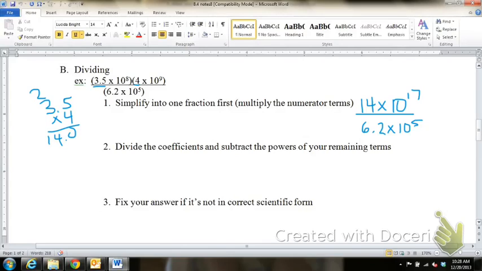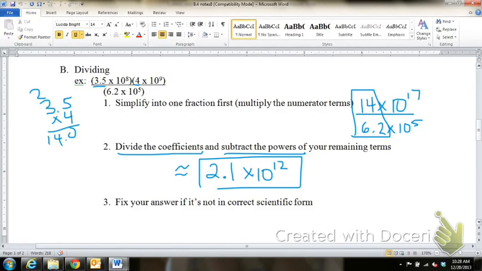Now this is not a great example here, but we're going to divide the coefficients. So 14 divided by 6.2 does not go in nicely, sadly, but it is about 2.1. And subtract the powers because we're dividing here. So 17 minus 5 is 12. And 2.1 is already in correct scientific notation, so we're going to be able to leave our answer. So 2.1 times 10 to the 12th. Okay, so that's scientific notation. So pause the video, and we'll try some examples in class.